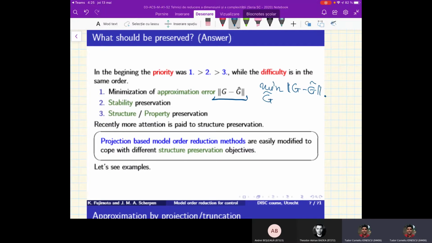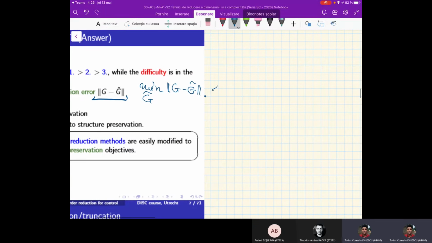This is a non-convex, non-linear, and infinite dimensional optimization problem. So it has all the bad ingredients, I'm afraid.